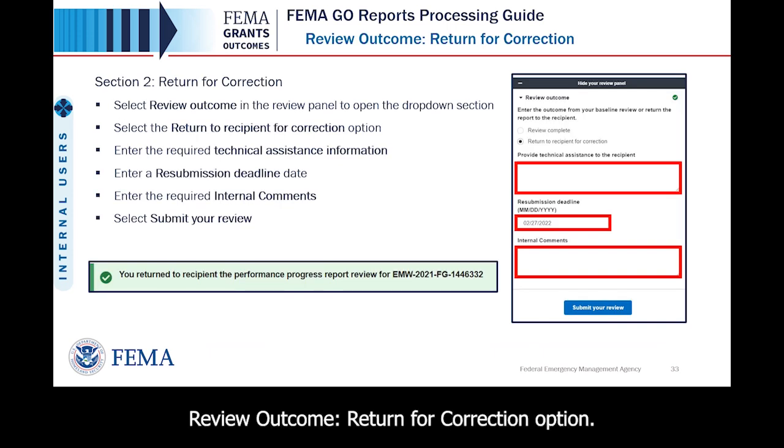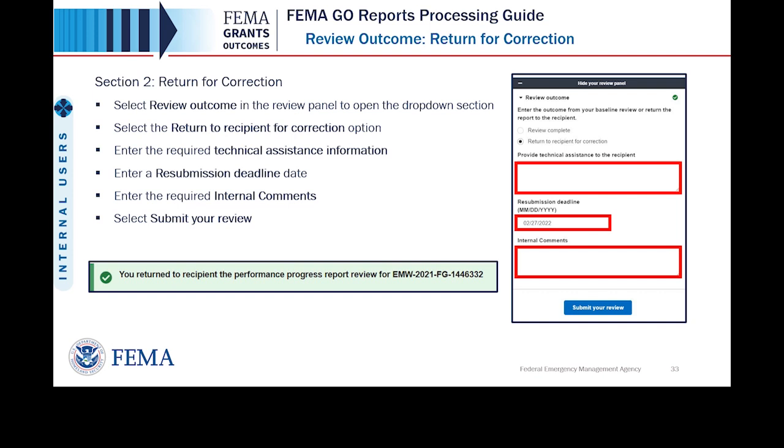Section 2, Review Outcome, Return for Correction option. In the review panel on the right side of your screen, select Review Outcome to open the drop-down section. In the drop-down section, select the Return to Recipient for Correction option. This opens additional questions. Start by entering the required technical assistance information.